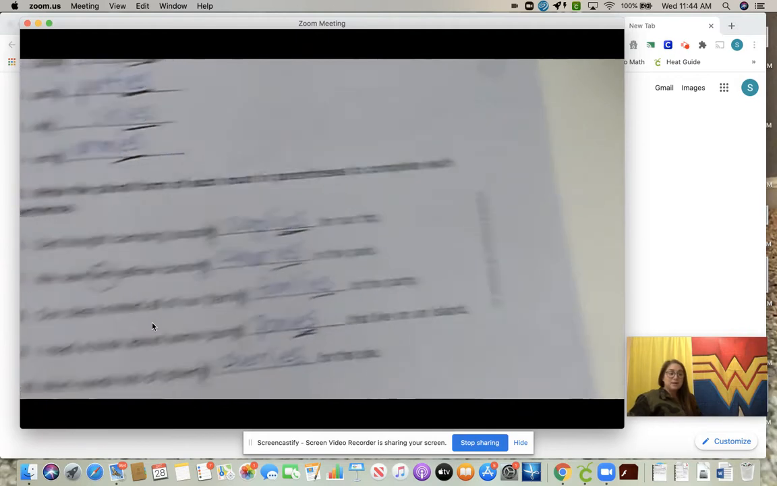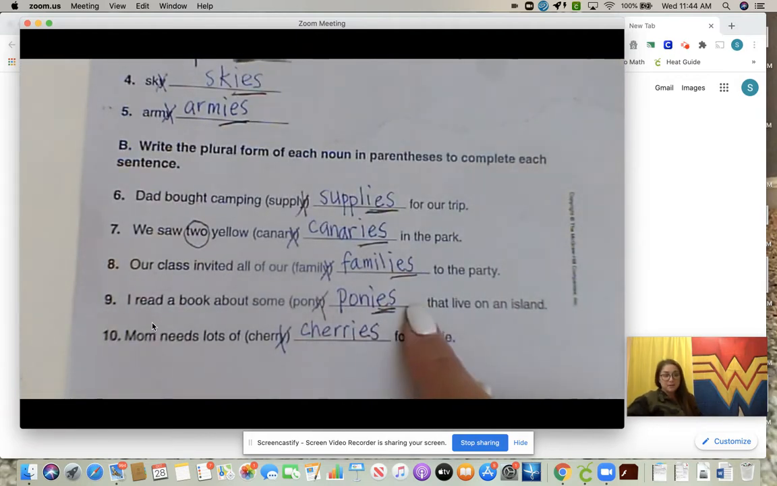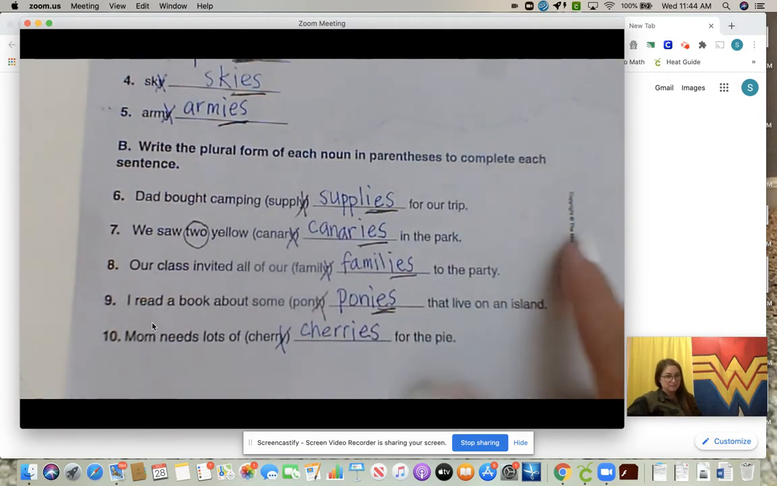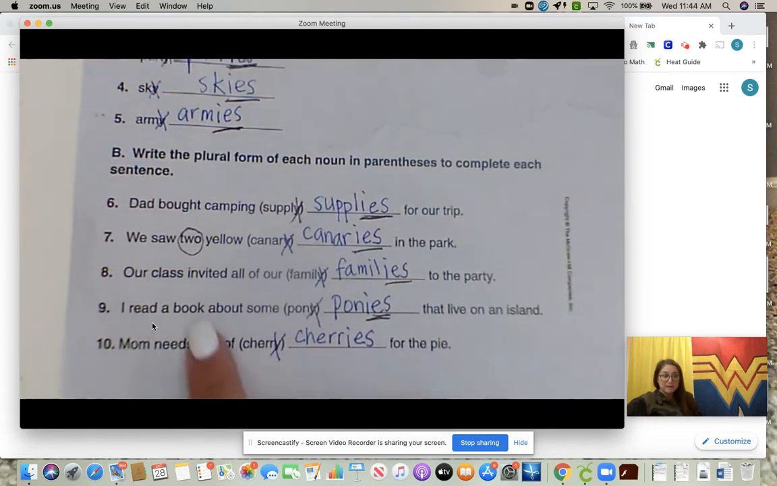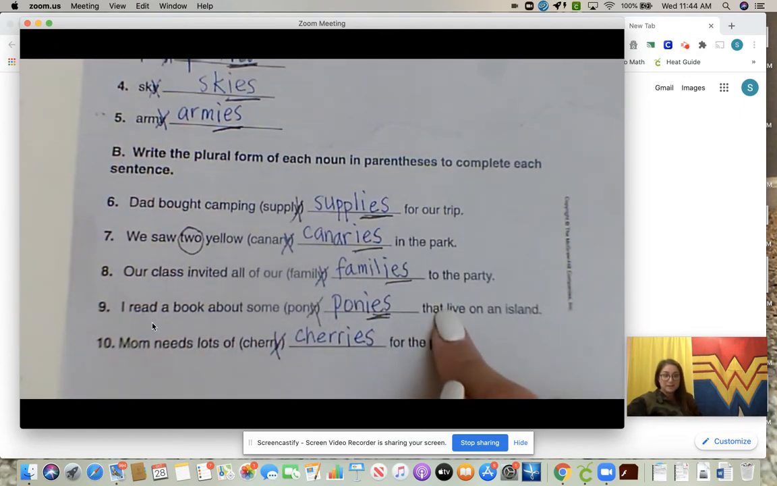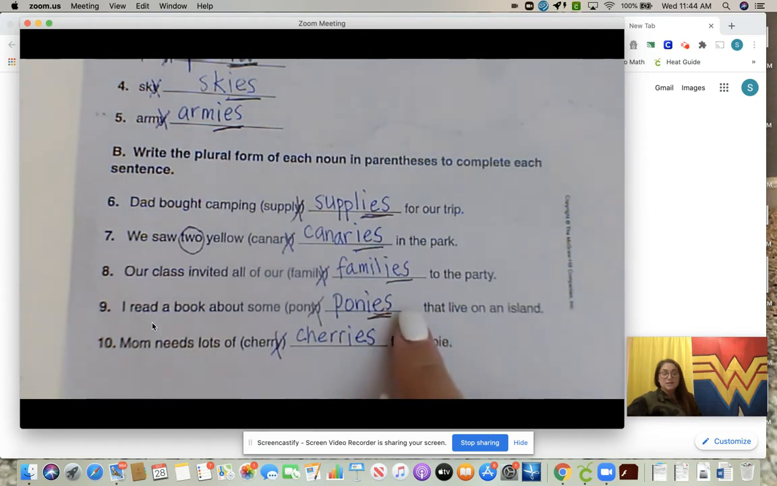I read a book about some pony that live on an island. Some could mean more than one, but what gives it away is if it was only one, it would say, I read a book about some pony that lives on an island. But since it doesn't have an S on live, it's more than one. So you drop the Y and add IES.